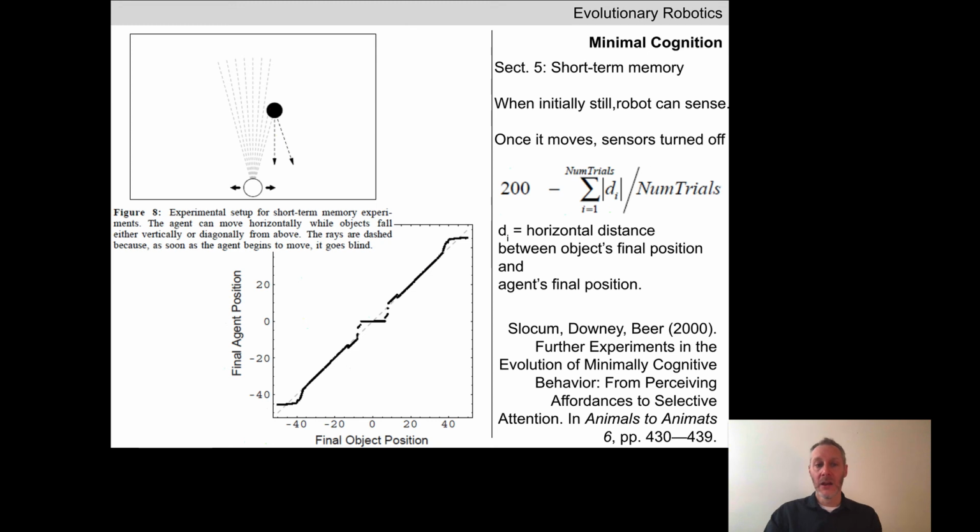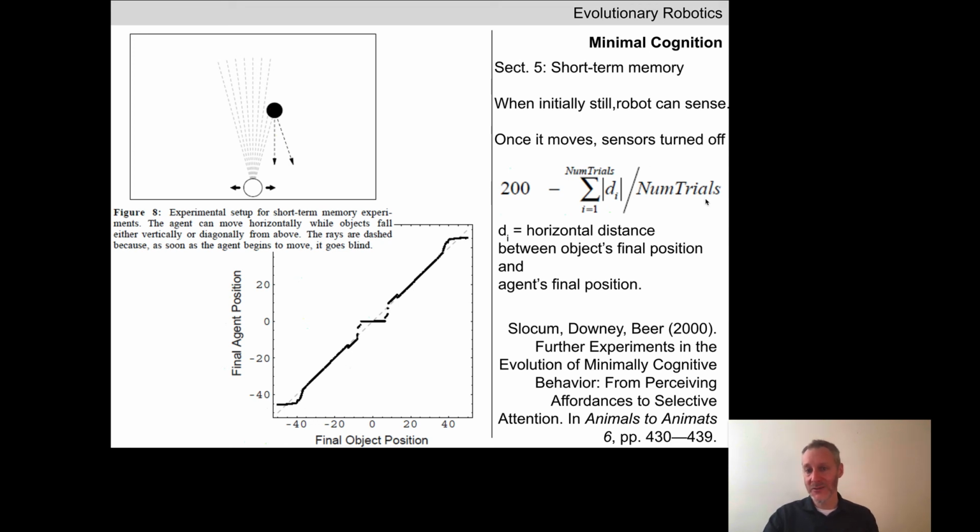Okay. We're going to do the same thing we did before. We're going to perform a number of trials with the same CTRNN, and we're going to evolve populations of CTRNNs so that on average, the agent is at where the object hits the bottom of the screen.